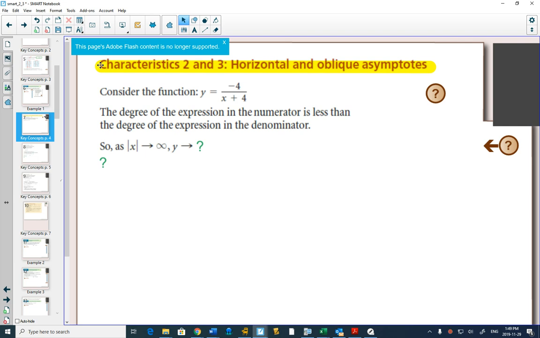It's all based on where the degree is. In this situation, the degree is larger in your denominator. Whenever the degree is larger in your denominator, you will always have a horizontal asymptote, and that horizontal asymptote will always be at 0.